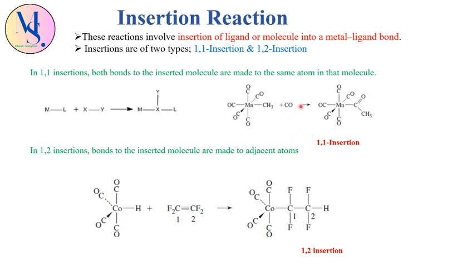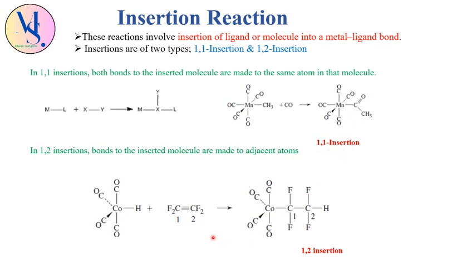For example, this carbon monoxide is going to be inserted between this manganese and methyl group, but when it is inserted, only its carbon is actually inserted while its oxygen goes with this carbon. So this is an example of 1-1 insertion.